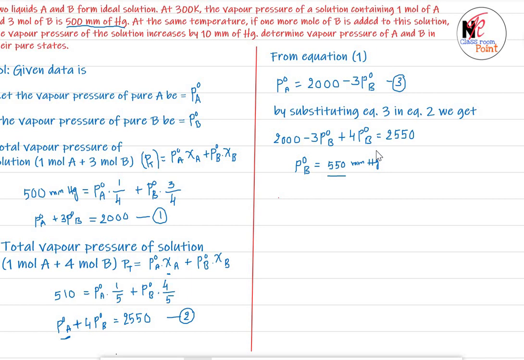Now let us find out the P naught A value. The P naught A value can be calculated by substituting this P naught B value either in equation number 2 or directly in equation number 1. So in place of P naught B, if you substitute 550 millimeters of mercury, you will get the P naught A value. So finally, after all calculations, the P naught A value equals 350 millimeters of mercury. This is the answer of this question.